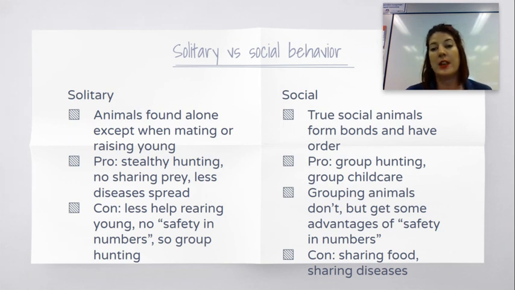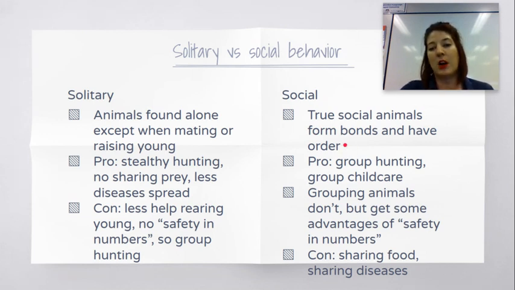And the positive is that they have group childcare, just like humans do, where maybe grandma takes care of you when you were young, or an uncle picks you up from school. Well, similar things happen in these animals, where they're helping care for the babies. They're also helping hunt together.